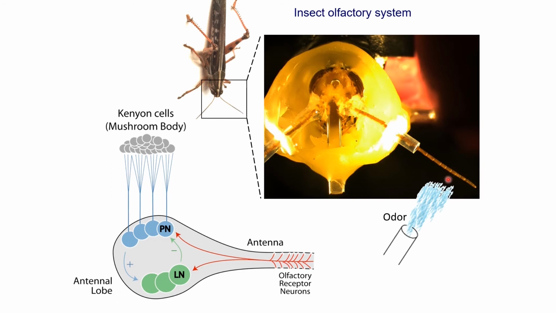So on the antenna here, there are olfactory receptor neurons that are located. And these olfactory receptor neurons send their axons to an area of the brain called the antennal lobe. So this is the first olfactory processing center in the brain, which contains two types of neurons, projection neurons and local neurons, and then these neurons project to higher areas.